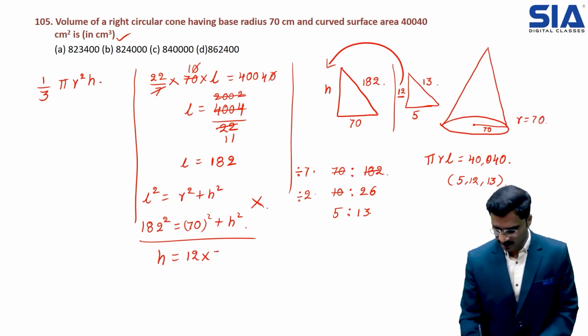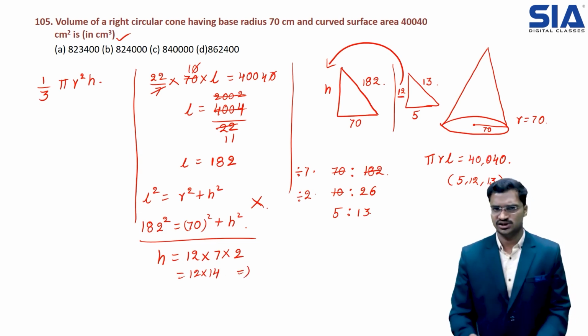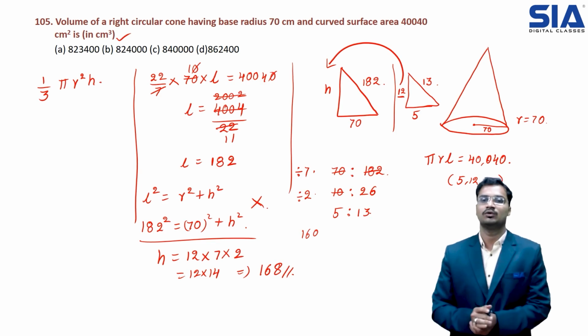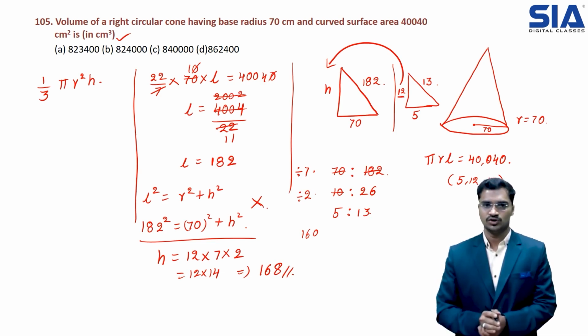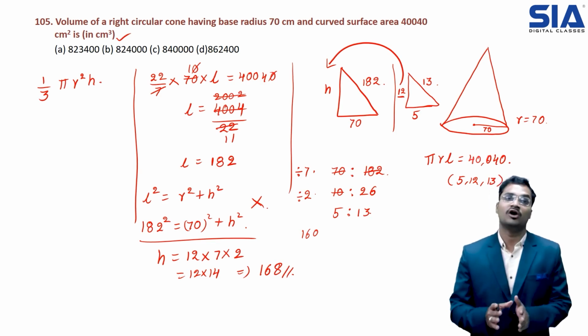So the height of that cone is 12 multiplied by 7 multiplied by 2. So 12 into 14. 12 into 14 is 100 plus 60, which is 160, plus 4 twos are 8, so 168. So the height of that particular cone is 168. So we have also found the height. Now what we should do is find the volume of that cone.